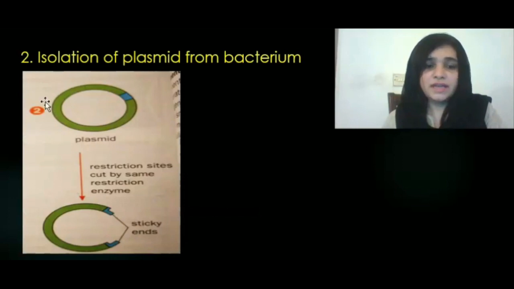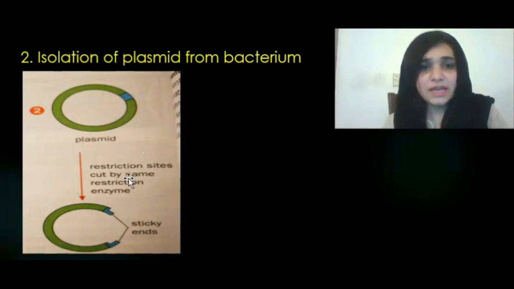So here is a diagram of the plasmid. It is a circular DNA that is present in the bacterial cell. We have obtained it from a bacterium plasmid. Here is the restriction site, the blue one. The restriction site is cut open with the help of the restriction enzyme that is used for the insulin gene. As a result of the restriction enzyme, sticky ends are produced in the case of the plasmid.